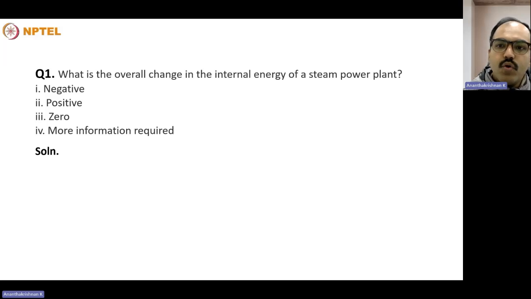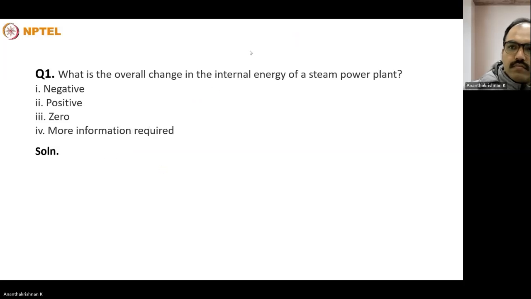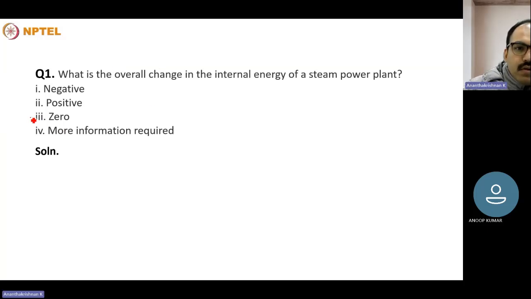The question is: what is the overall change in the internal energy of a steam power plant? Is it negative, positive, zero, or more information required? It's a straightforward question. The answer is zero. The question is regarding internal energy, and it's a property.